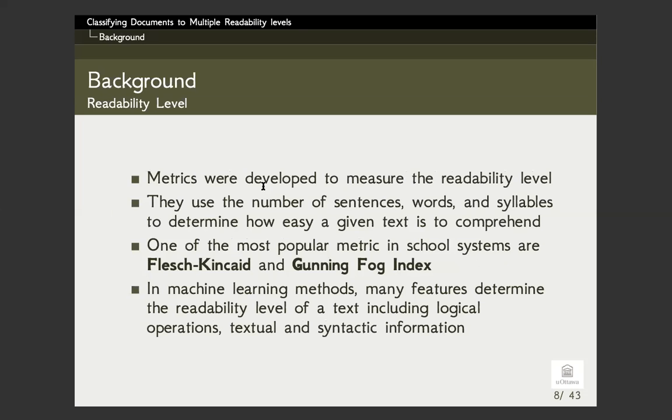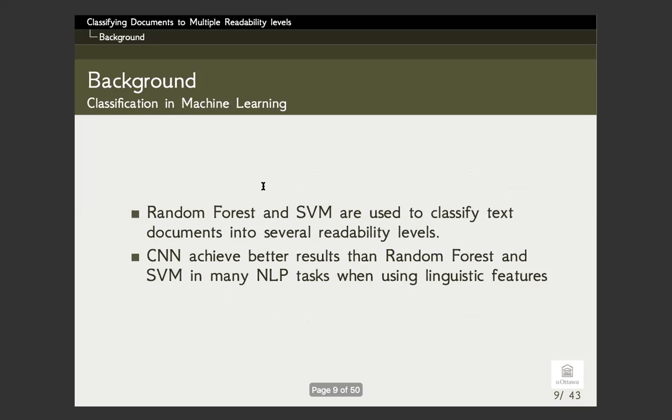In machine learning, on the other hand, many features determine the readability level of a text, including logical operations and textual and syntactic information. For classification in machine learning, random forests and SVM are used. CNN, on the other hand, achieves better results than random forest and SVM in many NLP tasks, especially when using linguistic features.